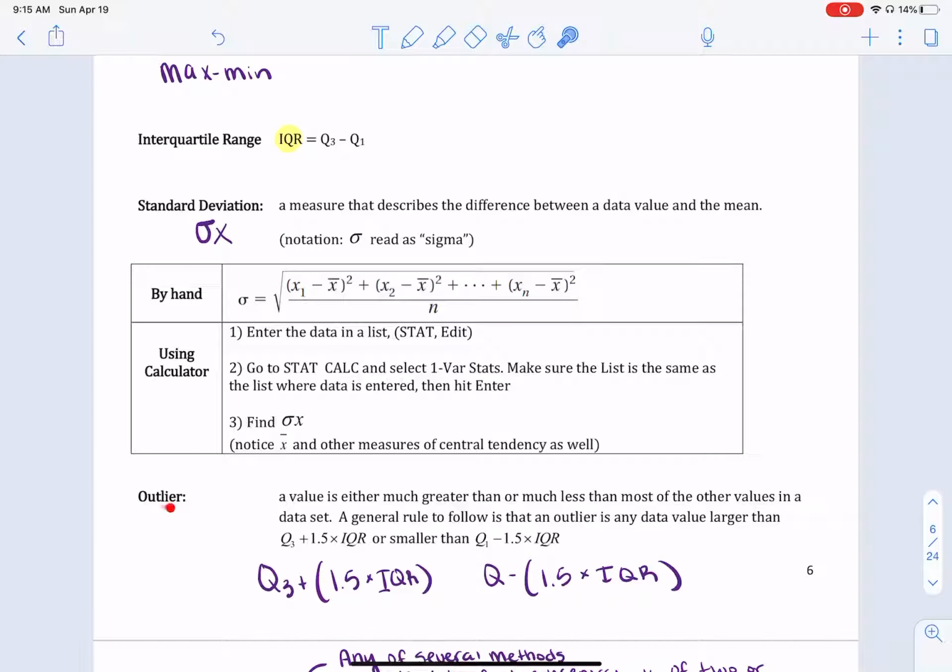Outlier, so you've heard the word outlier before. It's a value that's either much greater than or much less than most of the other values in a data set. So a general rule to follow is that an outlier is any data value larger than, and we have these two equations here that you can use. You'll take your upper quartile plus 1.5 times the IQR, and your lower quartile minus 1.5 times the IQR, and that'll tell you if you have an outlier or not.